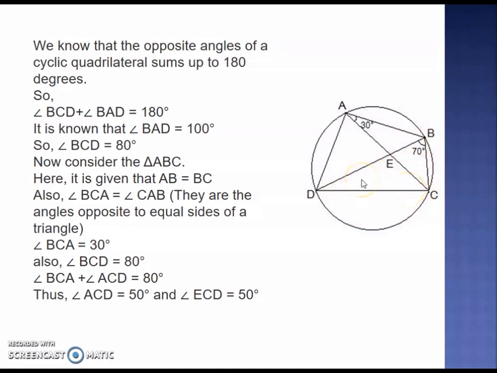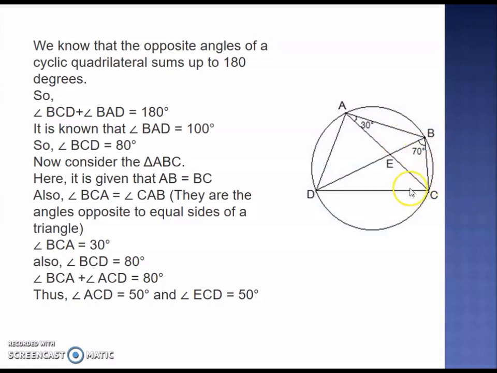Now for the second part, it is given that AB and BC are equal. Then you have to find this angle ECD. If AB and BC are equal, then triangle ABC will become an isosceles triangle. So this angle BCE will also be 30 degrees, because angles opposite to equal sides are equal. So this is also 30.